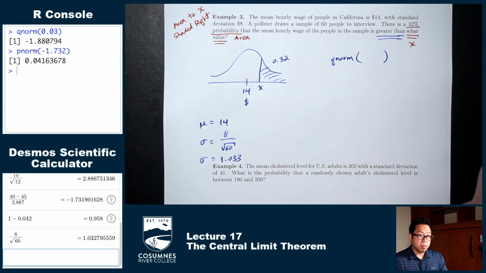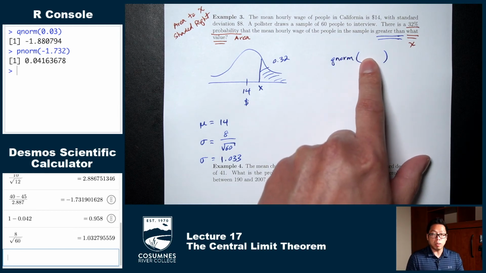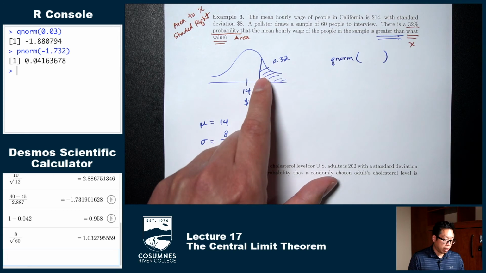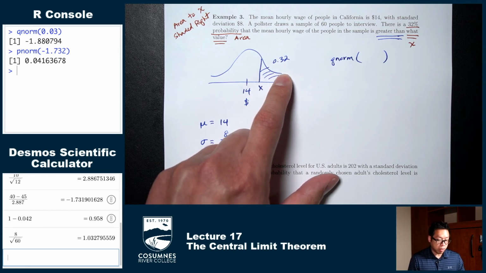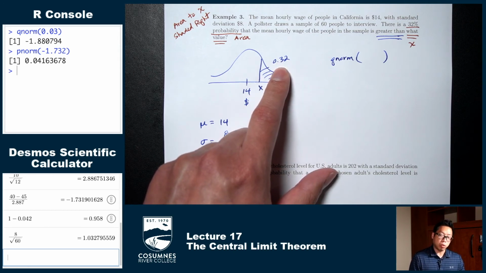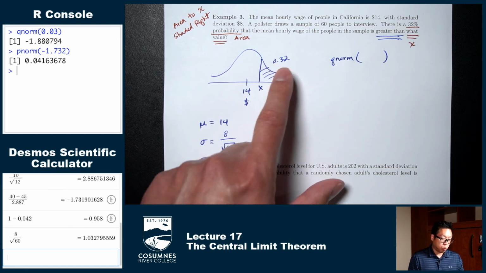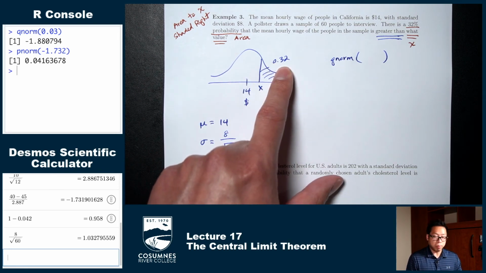Okay, I need the left area to plug into Q norm. It's not going to be 0.32, because 0.32 is the area to the right. That's not the left area. So I need the left area of the picture, which is this white part. To get the white part, I just need to do 1 minus 0.32.